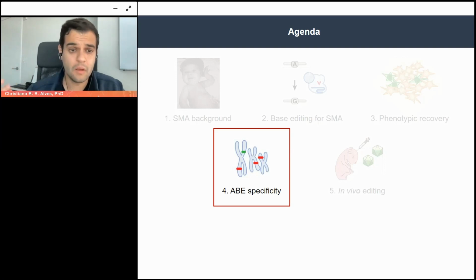But now, when you do that precise editing, we also want to take into consideration that this enzyme could recognize another site in the genome that would be off target, and that could cause some problems if they are real off targets. So we dedicated some time to actually explore what would be the off targets in the SMA context.